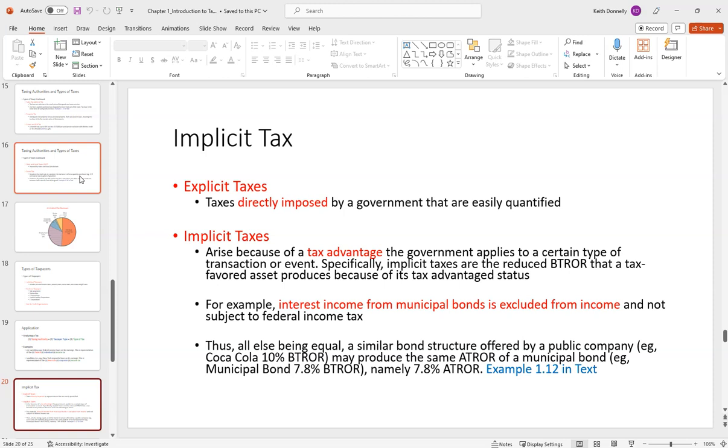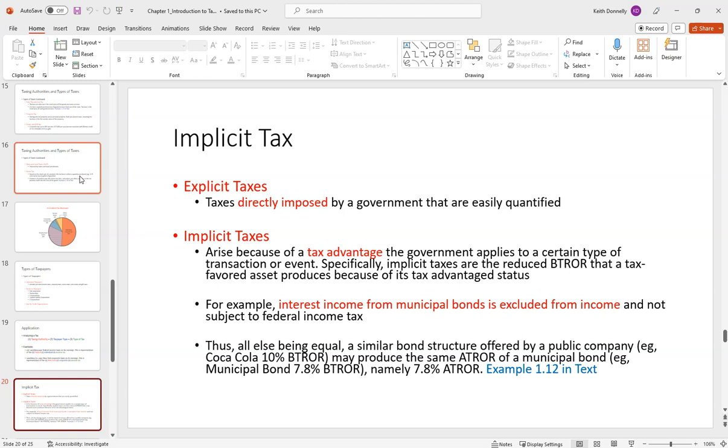Next, explicit taxes versus implicit taxes. The idea here is explicit taxes are kind of like you see them, they're right there, in your face. Implicit taxes are really a tax advantage that arises by virtue of a tax provision. What they're getting at is the tax benefit for municipal bonds. That is to say, it's not taxable, so you are getting an implicit benefit there because you're not paying tax.